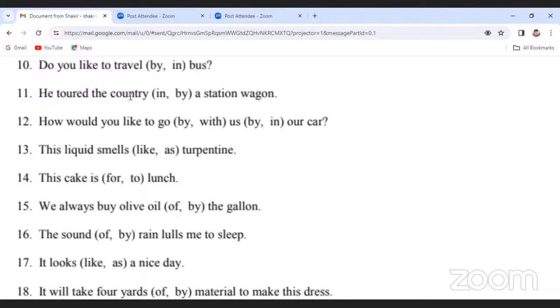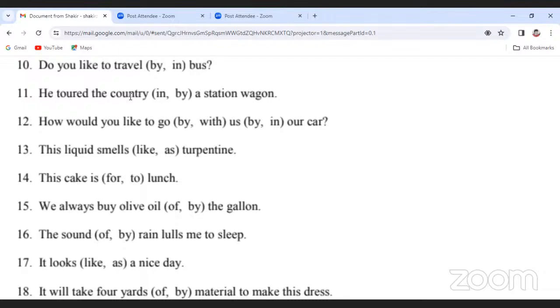Move to 13. This liquid smells dash turpentine. This liquid smells like dash turpentine. Smells like turpentine. This liquid smells like turpentine. We move to number 14.